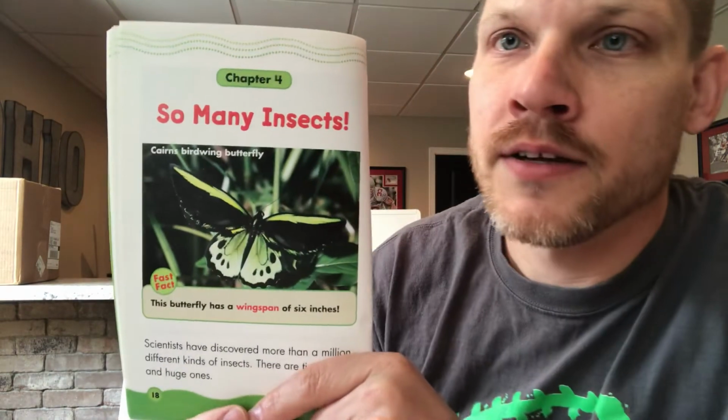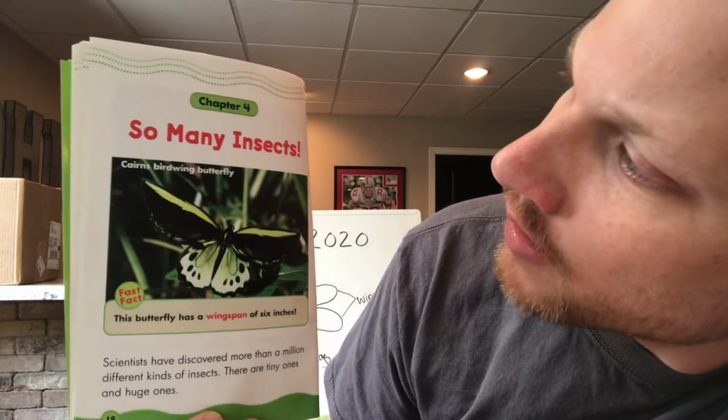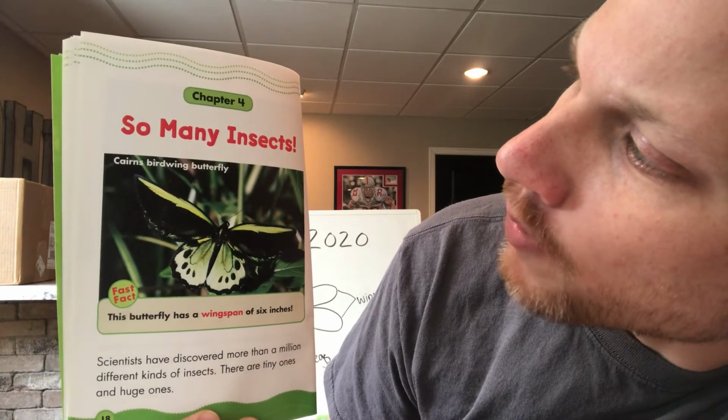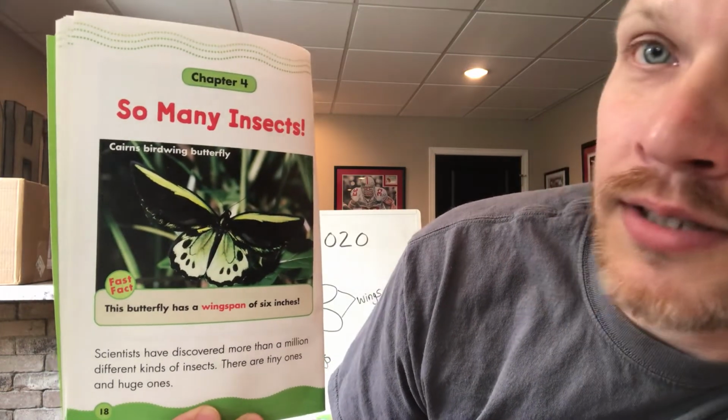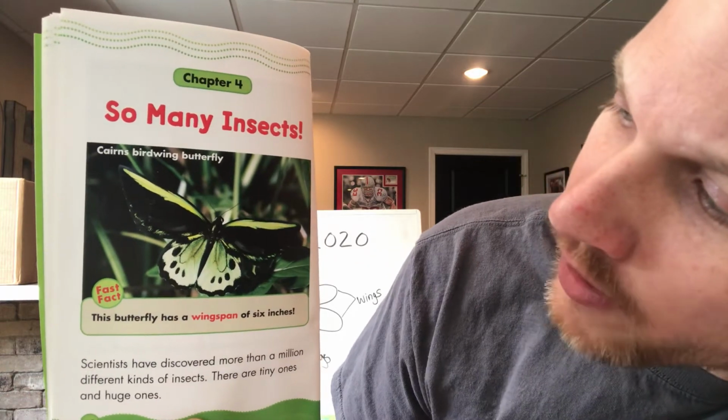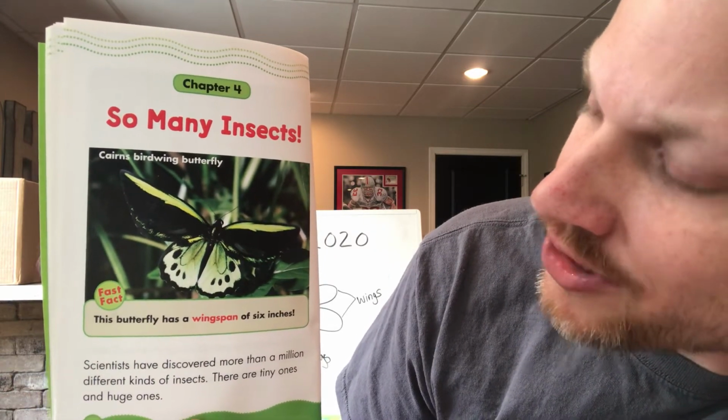All right. So many insects. This is a Karen's birdwing butterfly. That's a hard one to say. This butterfly has a wingspan of 6 inches. Now, 6 inches, that's as big as my hand. Can you imagine a butterfly's wings as big as my hand? That's huge. Okay?